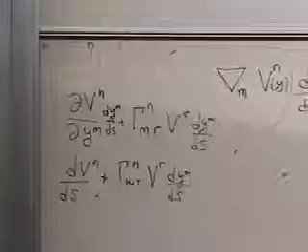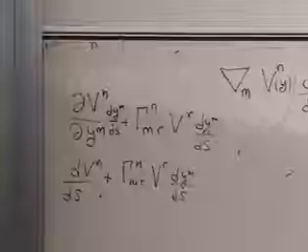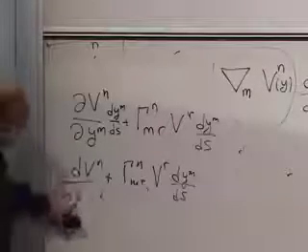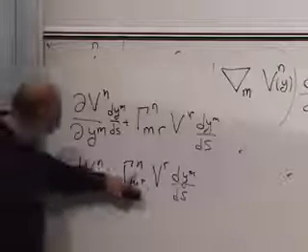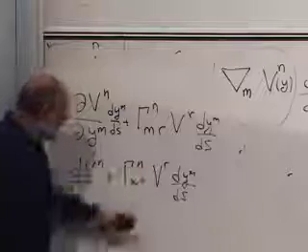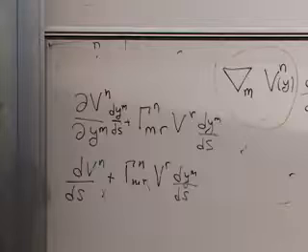So if I have a vector which is defined along a curve, and I want to differentiate it along the curve in a way that makes it a tensor, I just differentiate its components, and then I hit it with a gamma along the curve. The gamma is defined along the curve, times Vr, and also multiply by the tangent vector. You see the pattern?